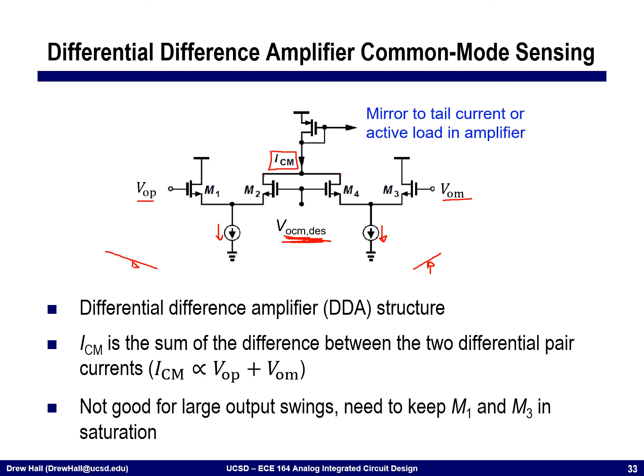This is a good structure in a lot of ways, has really good linearity compared to the previous case. Still has the downside that if I have very large output swing, it can be problematic in the structure because we can end up with full current steering of the tail current, essentially saturating this. So we need to keep M1 and M3 in saturation given the output swing of the amplifier.